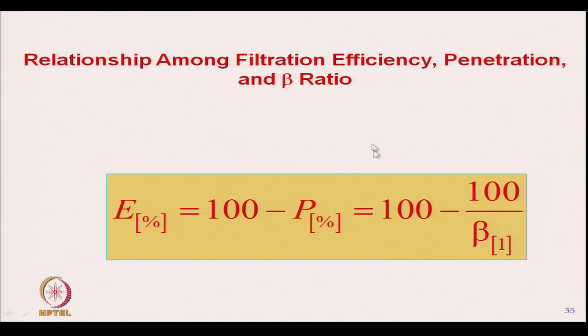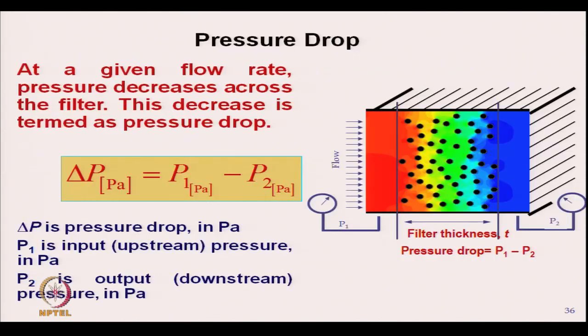This is the relationship between filtration efficiency, penetration percent and beta ratio. So, efficiency equals 100 minus penetration percent, or 100 minus 100 by beta. So, this is the relationship. If we know one parameter, we can get the other parameter.